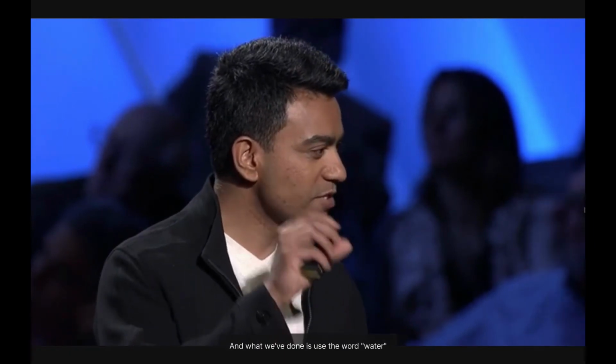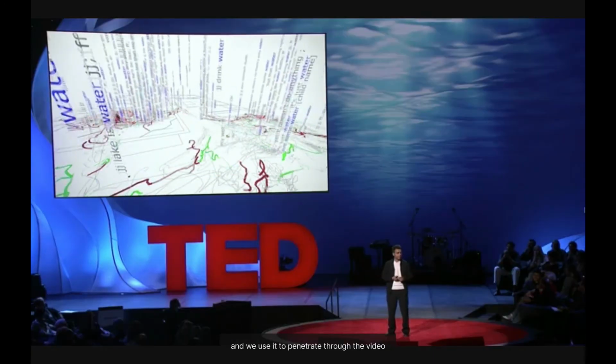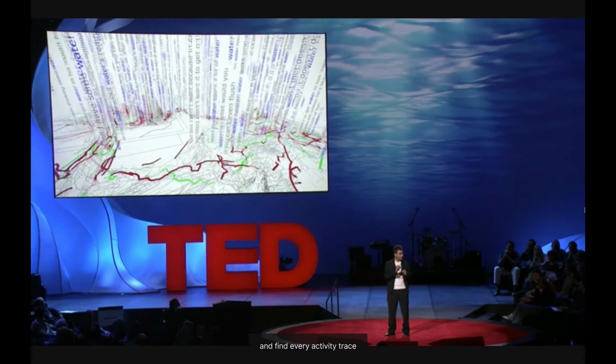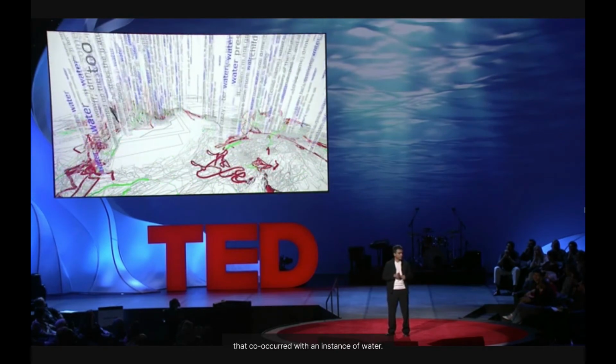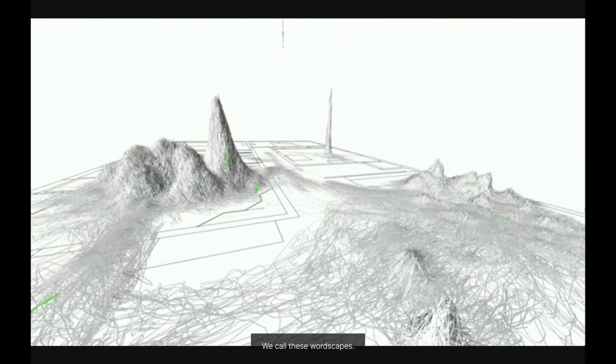And what we've done is use the word water to tag that moment, that bit of activity. And now we take the power of data and take every time my son ever heard the word water and the context he saw it in, and we use it to penetrate through the video and find every activity trace that co-occurred with the instance of water. And what this data leaves in its wake is a landscape. We call these wordscapes. This is the wordscape for the word water. And you can see most of the action is in the kitchen. That's where those big peaks are over to the left.